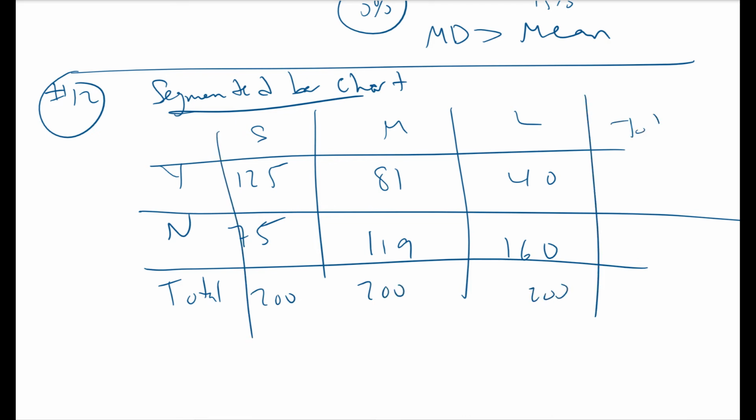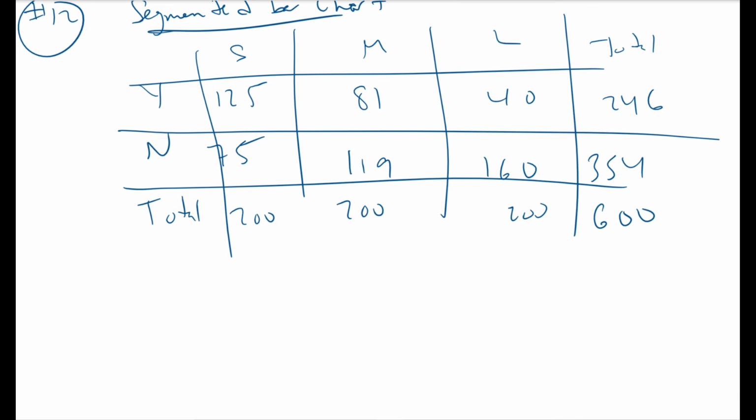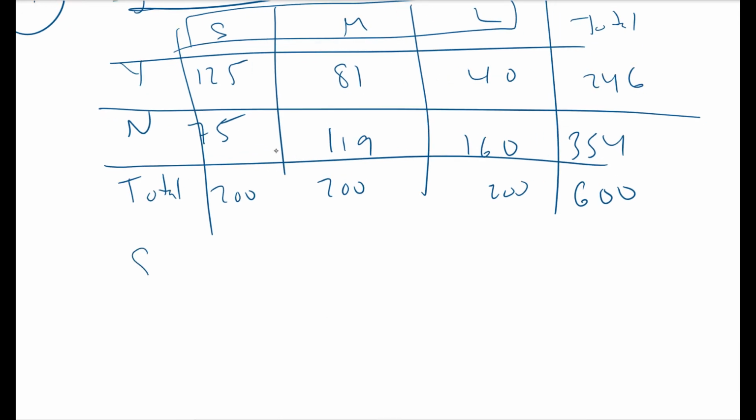And here the total is 246, 354, and 600. All right, so we said that our explanatory variable is going to be the size. Okay, so this is our explanatory variable. I'll just box that. So now we want to determine, okay, what is the percentage of businesses that will say yes if they're small. Okay, so we'll need to calculate that. So we'll say a small business that says yes. What is the percentage of that?